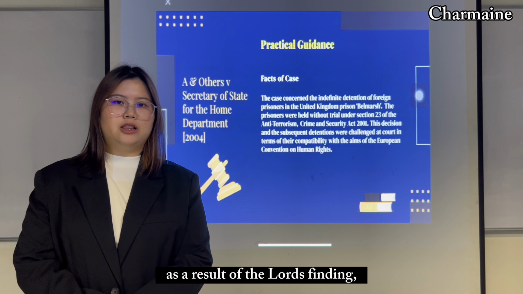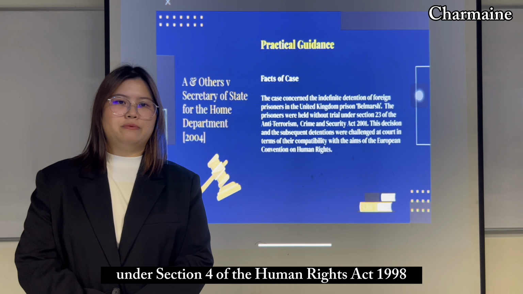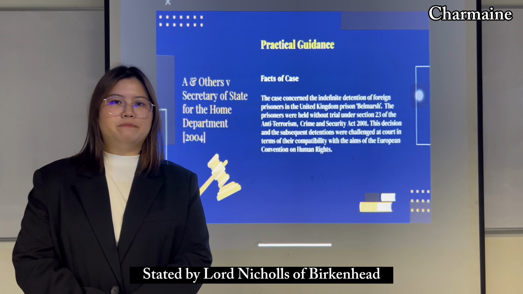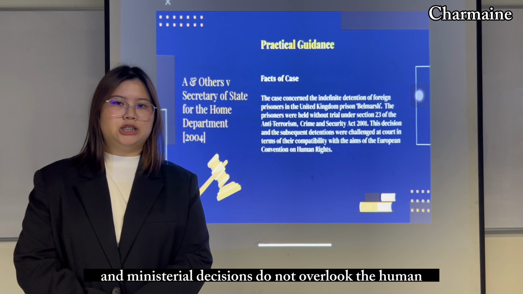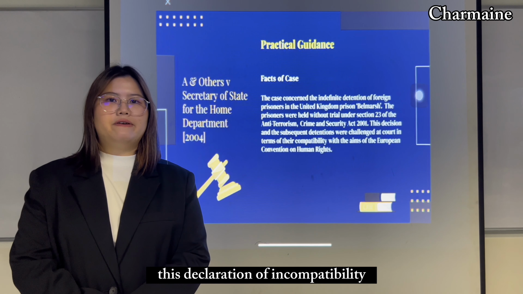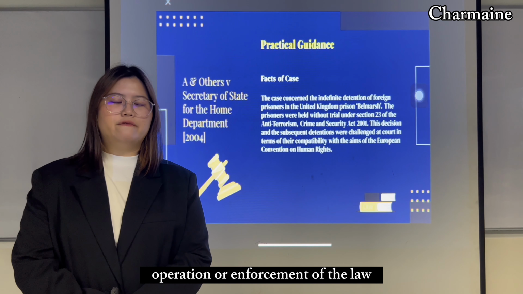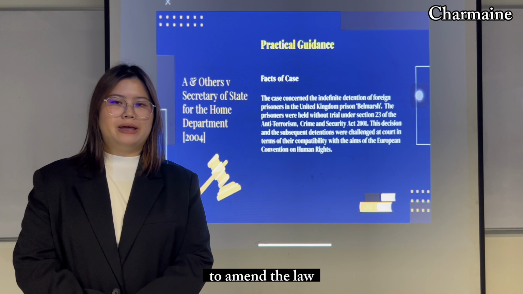As a result of the Lords' finding, they made a declaration of incompatibility under Section 4 of the Human Rights Act 1998. It is said by Lord Nicholls of Birkenhead that the duty of the court is to check that legislation and ministerial decisions do not overlook the human rights of persons adversely affected. This declaration of incompatibility does not affect the validity, operation, or enforcement of the law. Instead, Parliament must decide whether it wishes to amend the law.